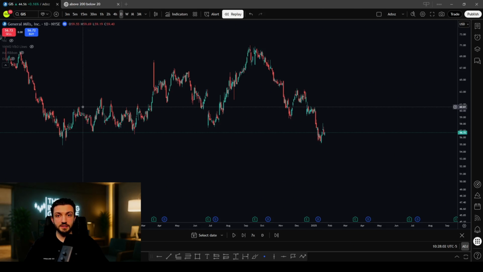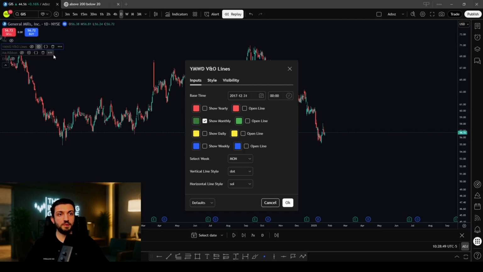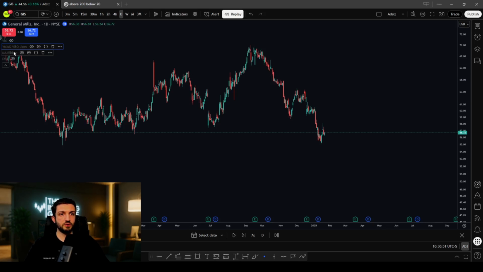For this trading strategy, we need two indicators. The first one will help us see the monthly opening days. Here are my settings. If you want to see yearly, daily or weekly opening days, you can also select them. But in this trading strategy, we only need the monthly opening day. So let's go to our second tool. Most of you already know this.